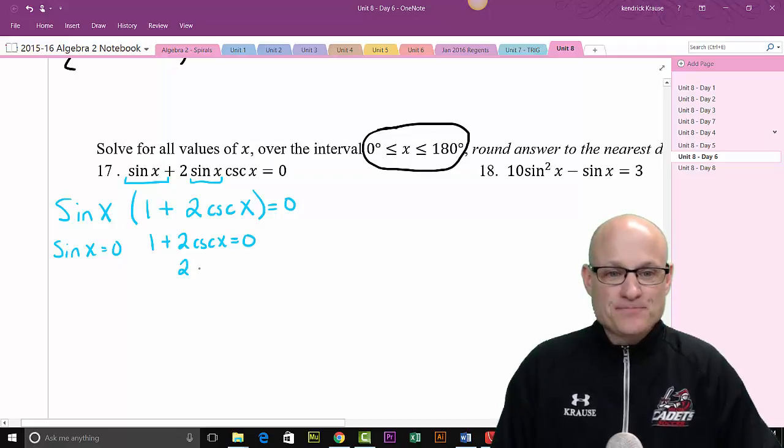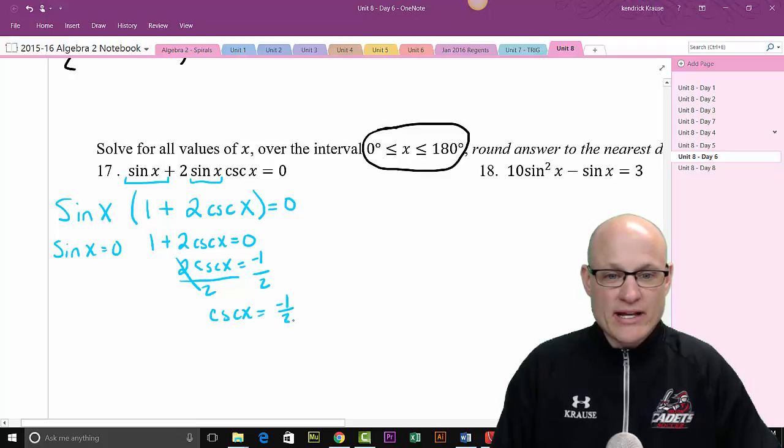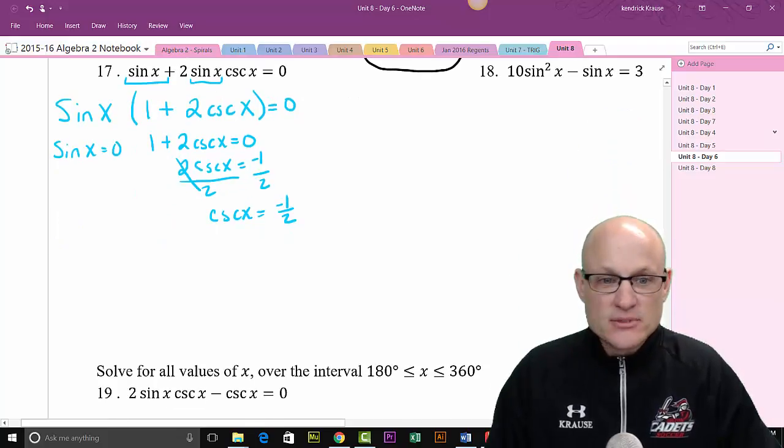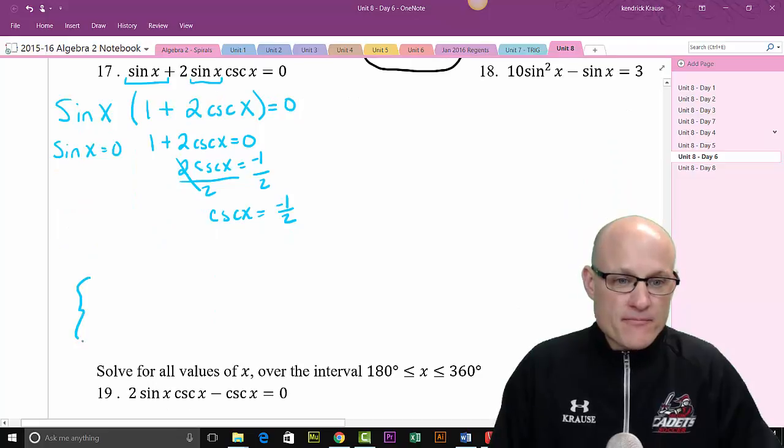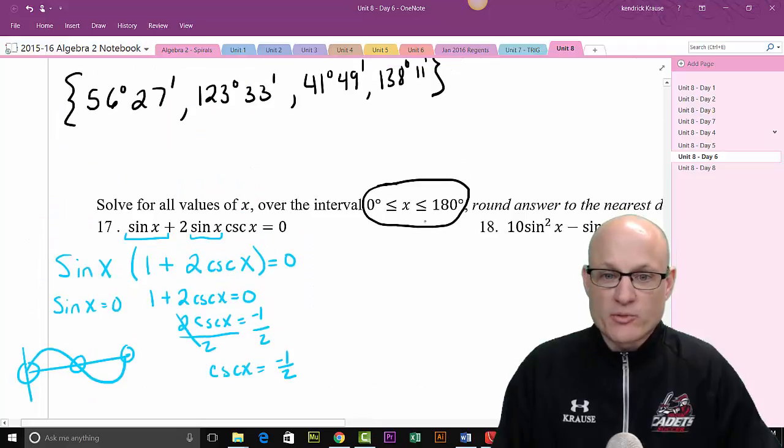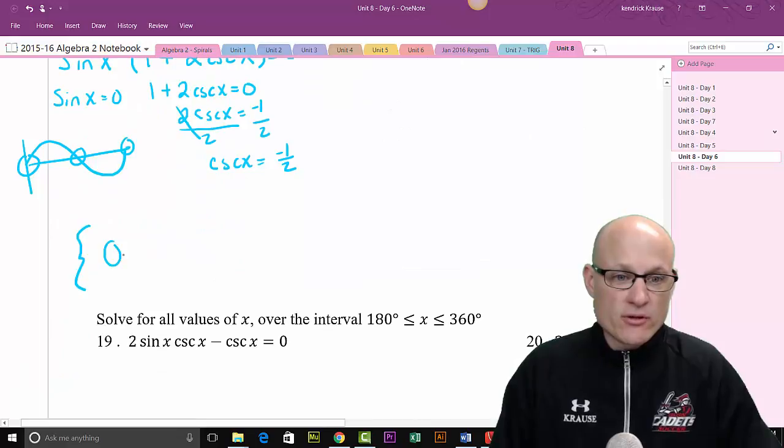I know I've been skipping the steps on the last few, but let me show you. This one is minus 1. Divide by 2. And I get cosecant x equals -1/2. All right. So this one's easy. It's just 0, 180, 360. But if you remember, we're only going between 0 and 180. So in this case, I can just use 0 and 180 degrees.